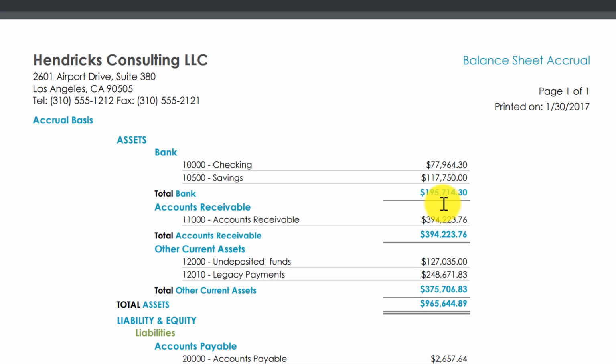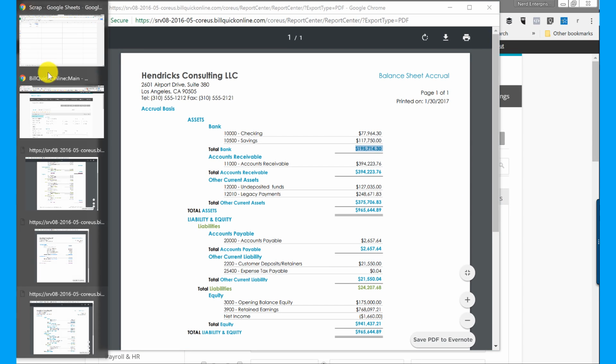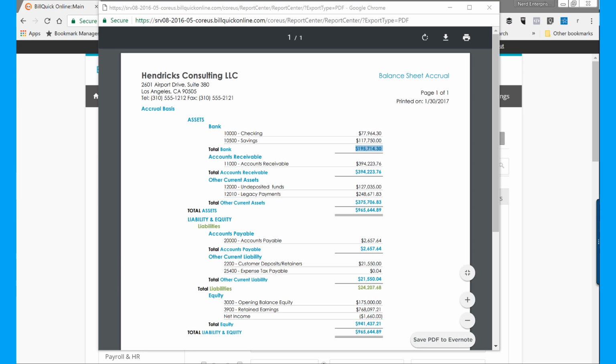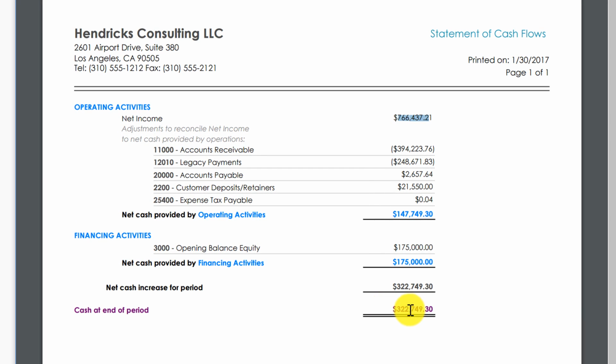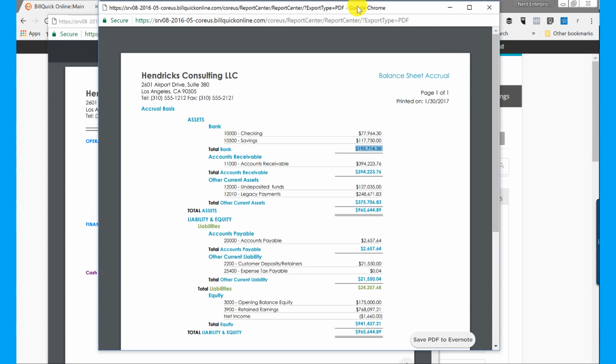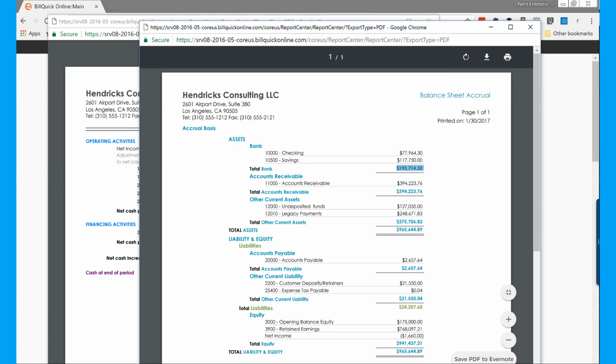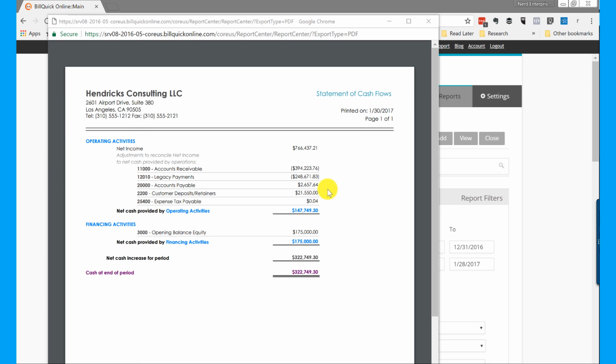here and we look at the total cash, $195,714.30, and then if we look at the statement of cash flows and the balance that it arrives at for the end of the year, it might be confusing because the cash at the end of the period says $322,749.30. The reason is because undeposited funds is considered the same as cash. So you take this $127,035 plus this $195,714.30, and you will get your grand total of $322,749.30. That's how you get the right ending balance.